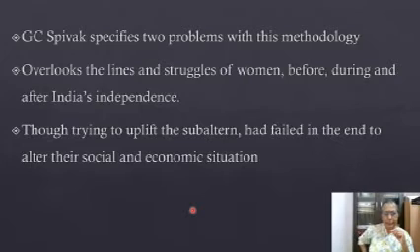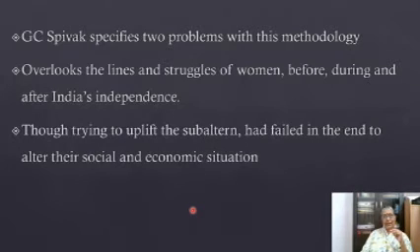And she says, though trying to uplift the subaltern, it had failed in the end to alter their social and economic situation. So, when Spivak specifies two problems with the methodology followed by the subaltern studies, we have to consider them properly, because what she says is really true.